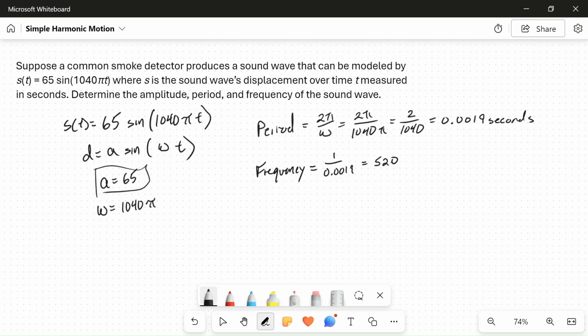So what's the reciprocal of seconds? It would be 1 over seconds. And 1 over seconds is actually hertz. So the frequency is 520 hertz. It has a period length of 0.0019 seconds, and the amplitude, the sort of strength of the sound wave, is 65.